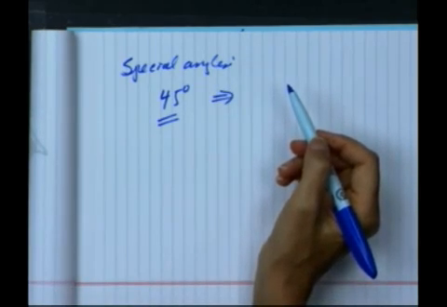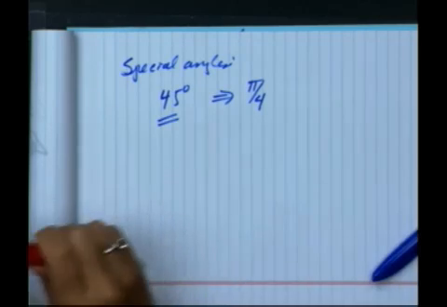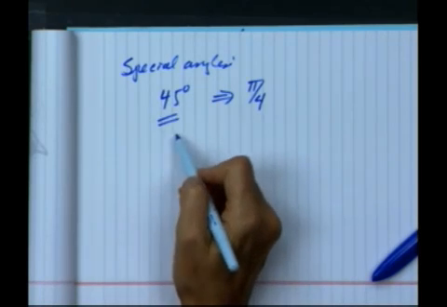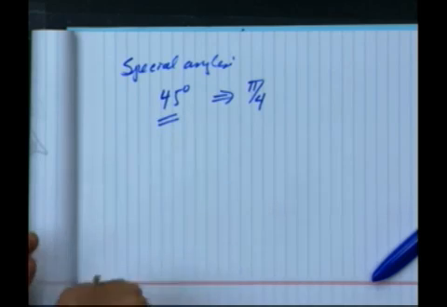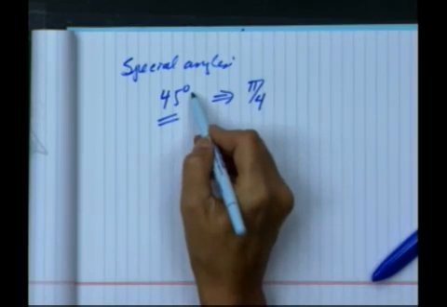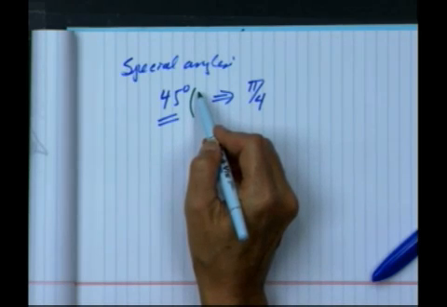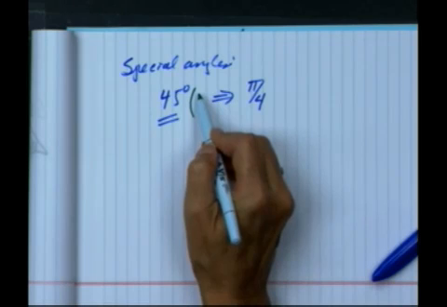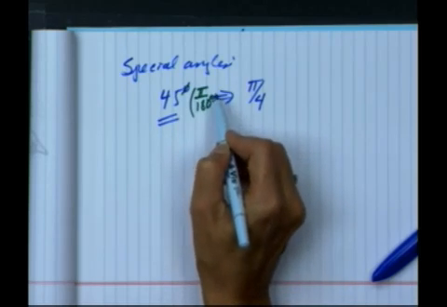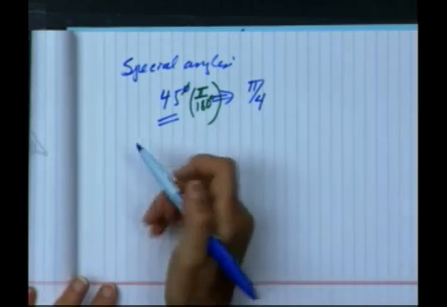Pi over 4. If you forget, what are you going to do? Just divide by 180? To go from 45 degrees to pi over 4, what do you do if you forget? Pi over 180. I want the degrees to divide out, don't I? So I need to do pi over 180. All right, pi over 4, that's a 45 degree angle.